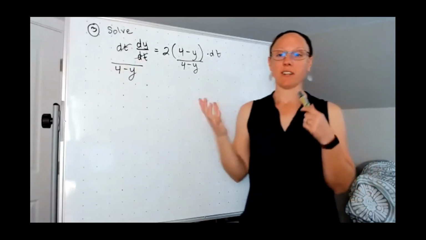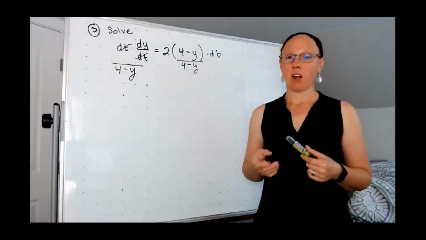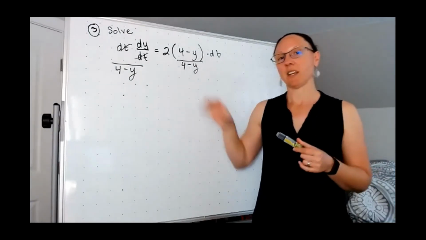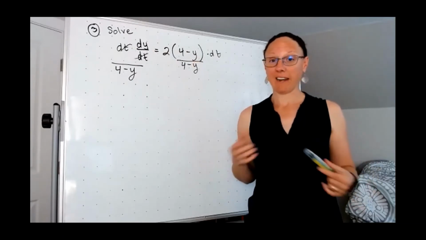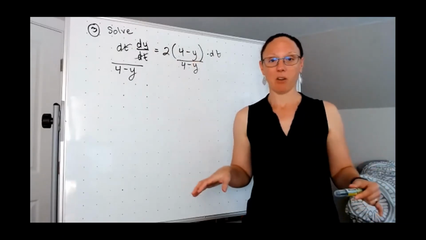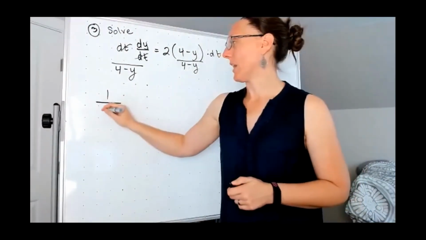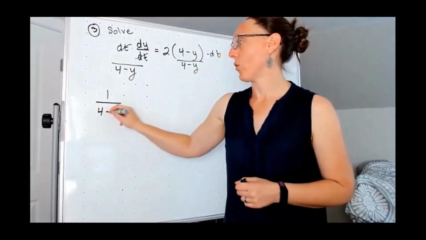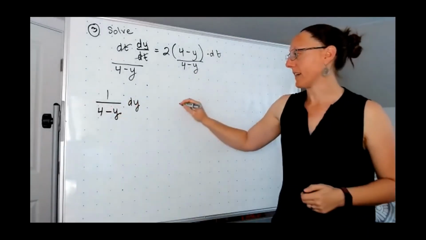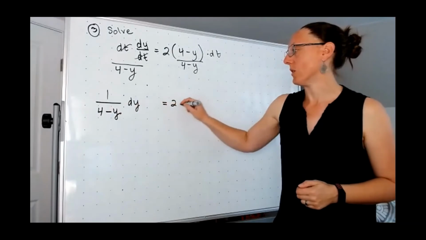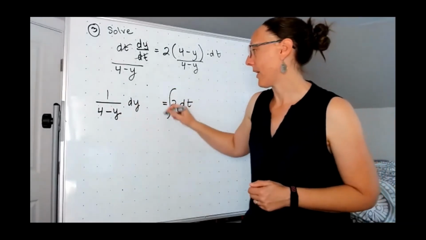Whenever we're trying to do this separation of variables thing, it is important that we're always multiplying or dividing to move things from one side of the equation to the other. If you find yourself adding or subtracting, something has probably gone wrong. To clean this up and write it a little more neatly, we've got 1 over 4 minus y dy. And on the right-hand side, I've got 2 dt. Both sides are ready to integrate.